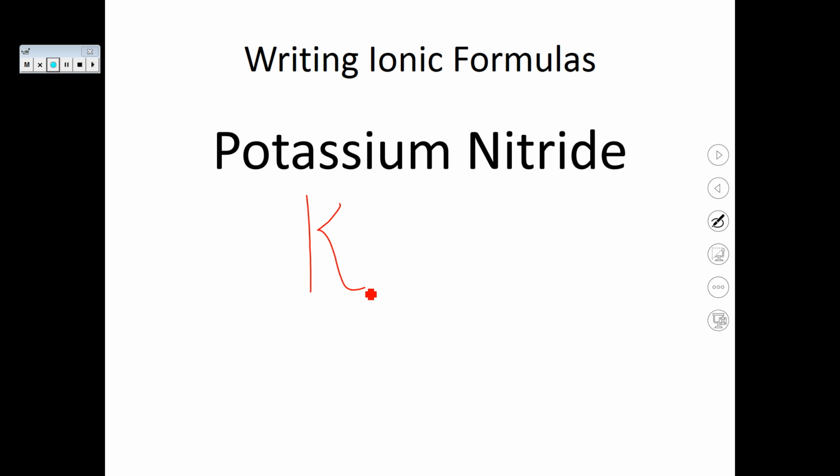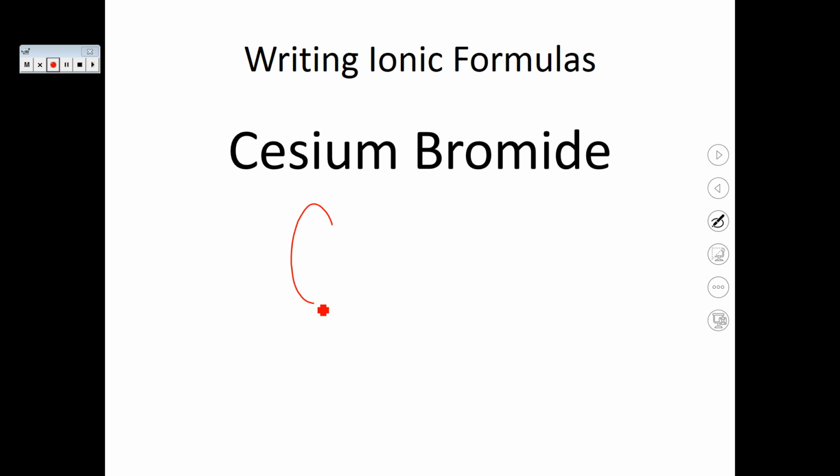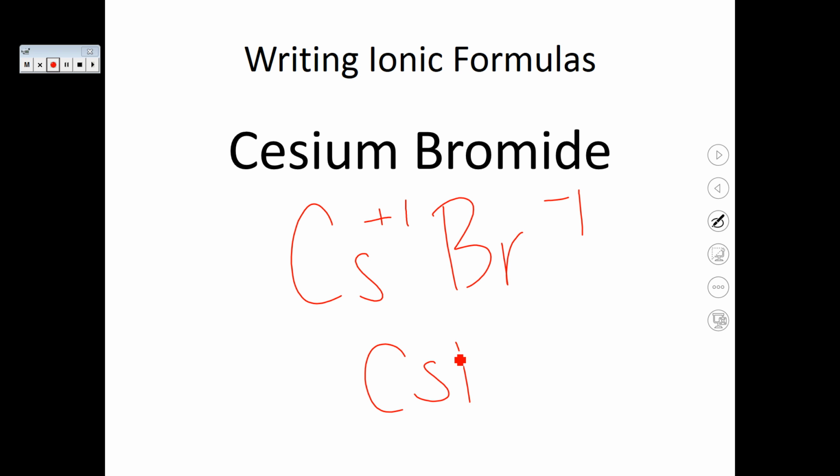Potassium nitride. So potassium is group 1, nitrogen is group 5. So when you drop and swap, I'm going to kind of do some of these steps together. It's going to be K3N1. Cesium bromide. Cesium is +1. Bromine is -1. So the formula will be CsBr.